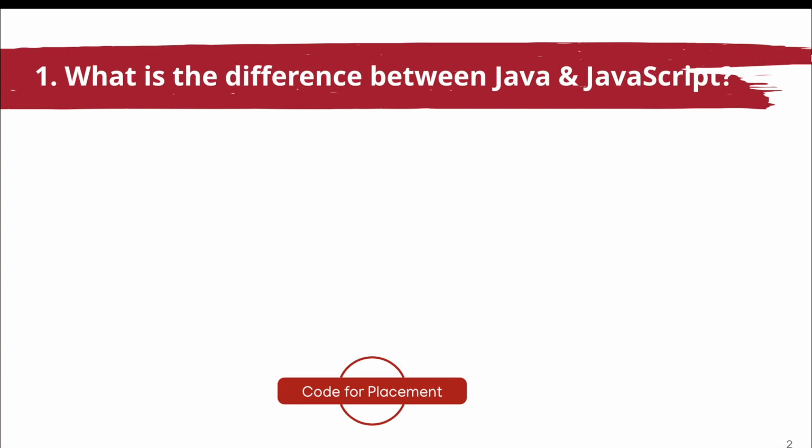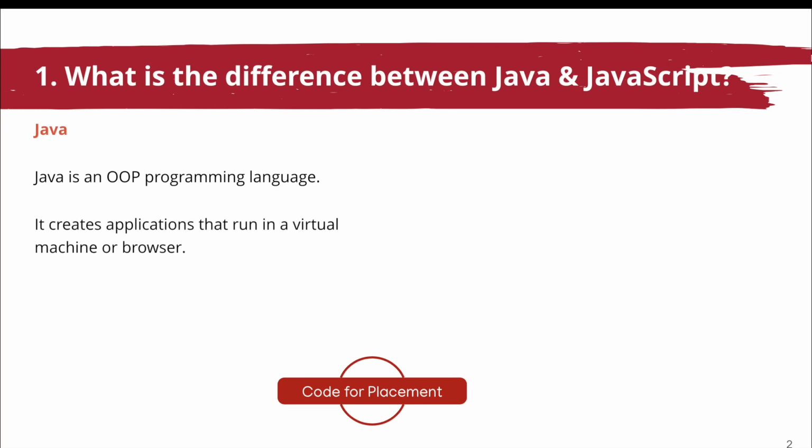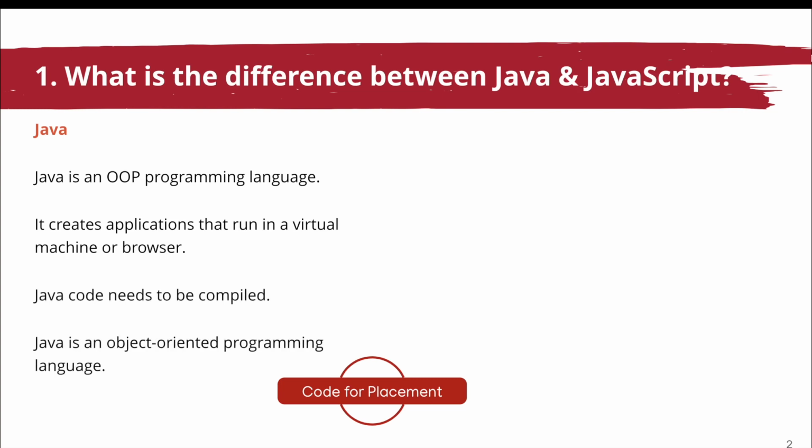So what is the difference between Java and JavaScript? Basically, Java is an object oriented programming language, which we also call OOPS programming language, and it creates applications that run in a virtual machine or browser. Java code needs to be compiled every time it runs.